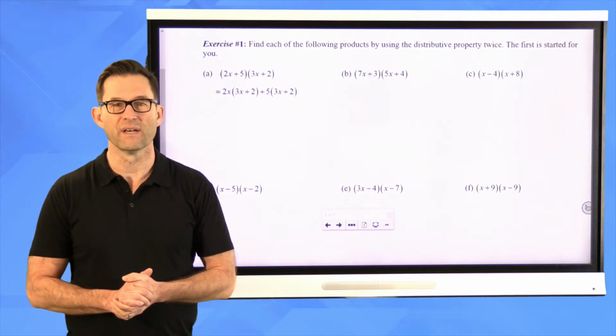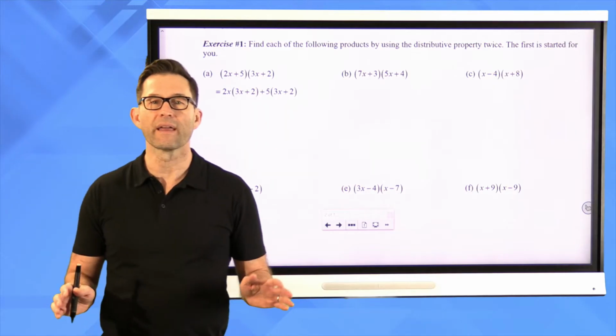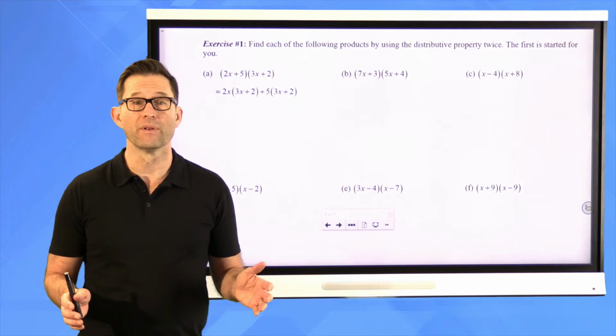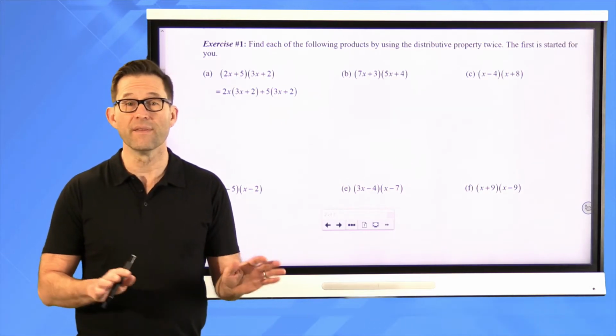Let's take a look at exercise number 1. Find each of the following products by using the distributive property twice. The first is started for you. Letter A, 2x plus 5 times 3x plus 2. Awesome. So let's talk about how we begin a double distribution. Some of you may prefer double distribution in terms of how to do this. We're going to review all 4 methods in the next problem.